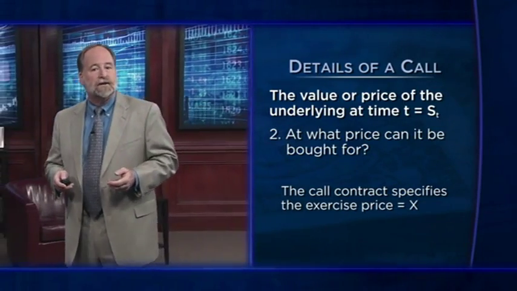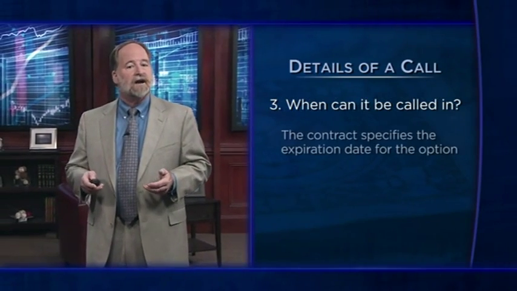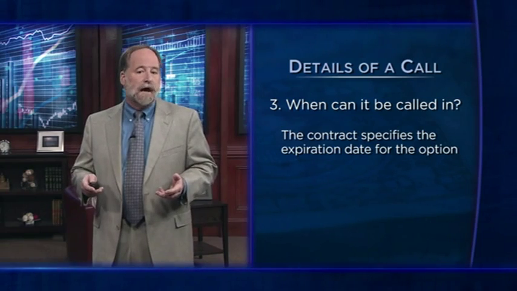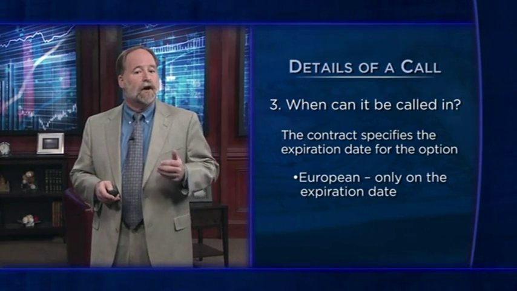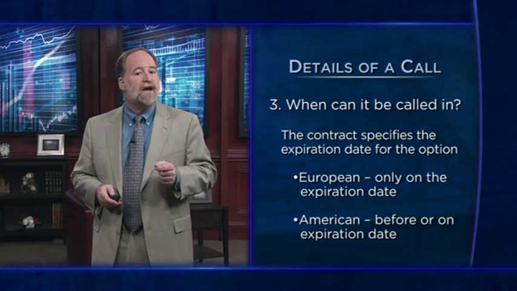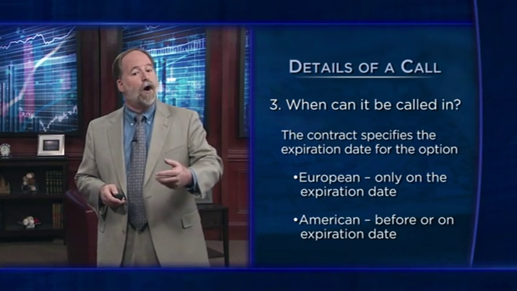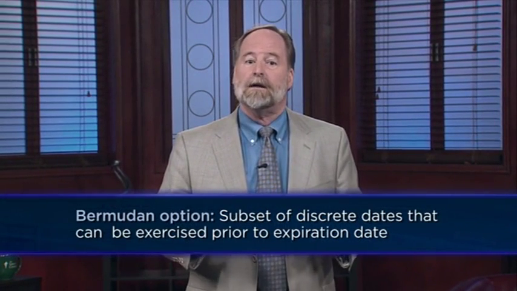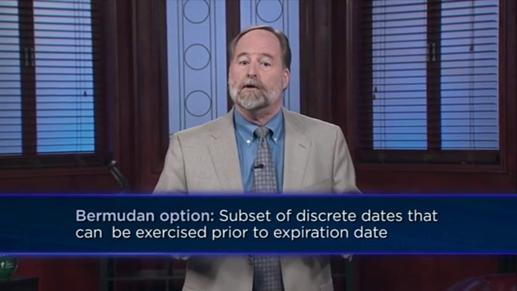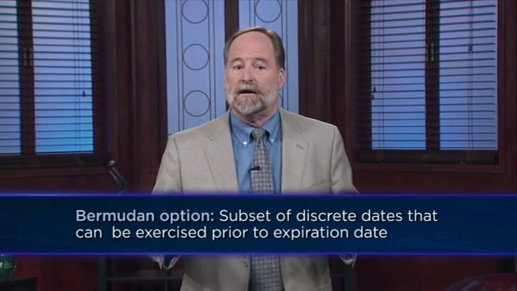Finally, to answer the question, when can it be called in, the contract specifies the expiration date for the option. In this regard, there are multiple types of options. European options are those that can be exercised only on the expiration date. American options can be exercised anytime before or on the expiration date. Since the island of Bermuda is close to America, but has European influences, Bermudan options specify a subset of discrete dates when the option can be exercised prior to expiration. That is, Bermudan options, like Bermuda, are somewhere between an American and a European option.